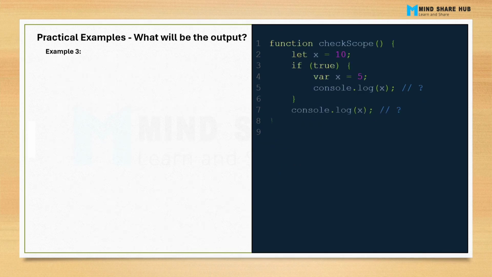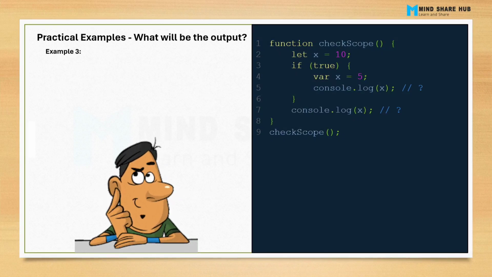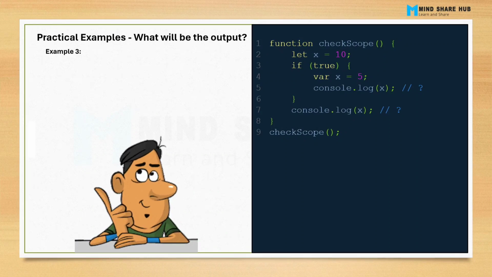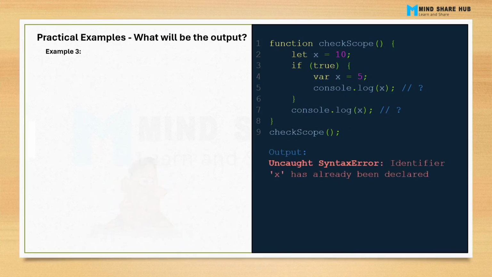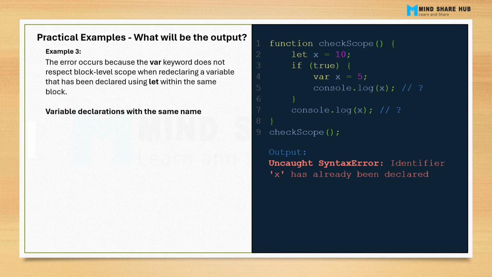Example 3. The error occurs because the var keyword does not respect block-level scope when redeclaring a variable that has been declared using let within the same block. Variable declarations with the same name but different types, var, const, let, within the same scope are not allowed.